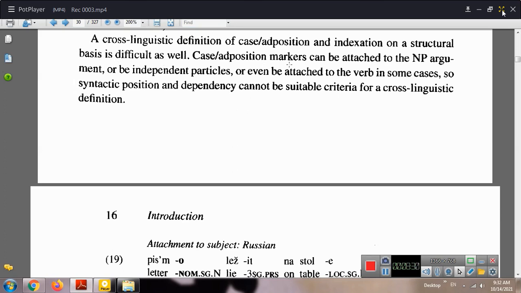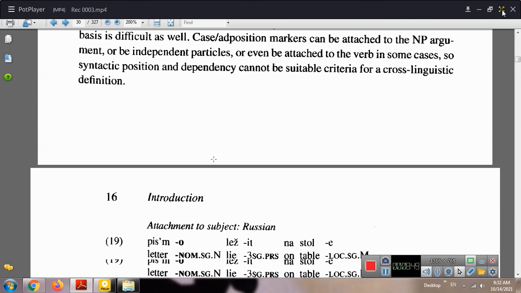Case or adposition markers can be attached to the noun phrase argument, or be independent particles, or even be attached to the verb in some cases. So, syntactic position and dependency cannot be suitable criteria for a cross-linguistic definition.